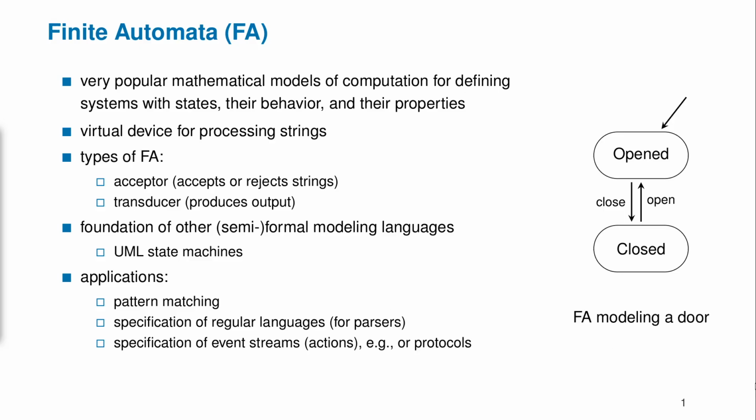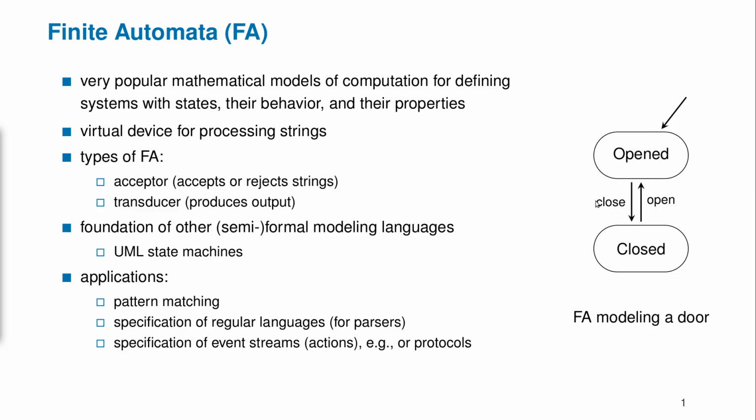Here I have a very simple example which models a door. We have two states. One state is opened and the other state is closed. So a door can be open or it can be closed. In the beginning, we have an initial state that the door is opened. So this arrow here indicates that this is the state in the beginning of the execution of the system.